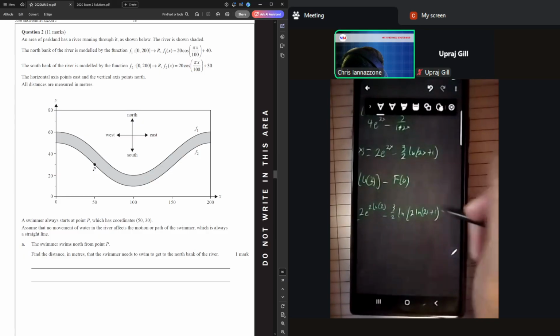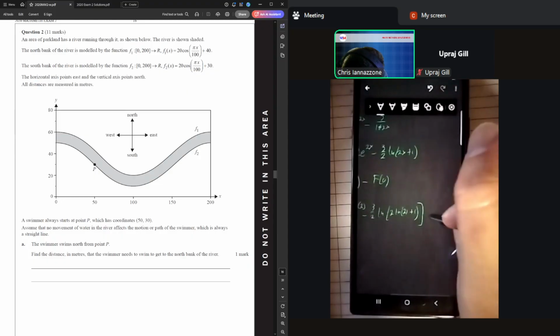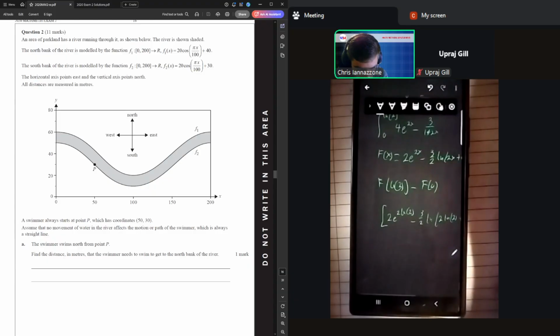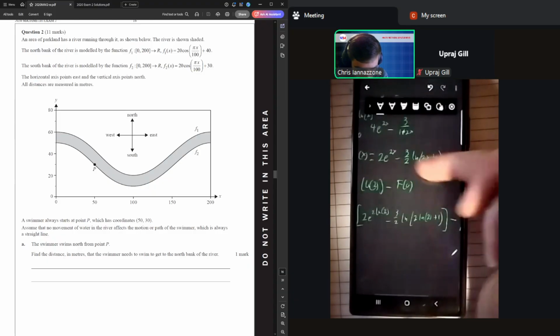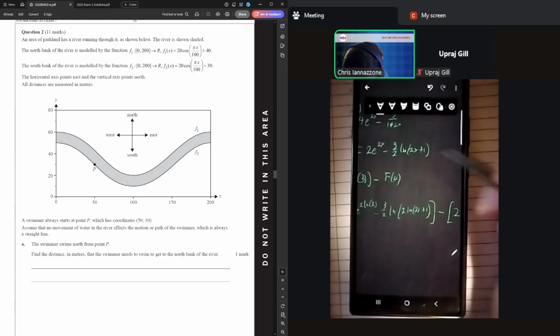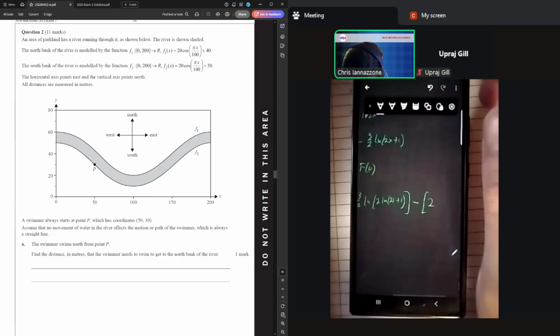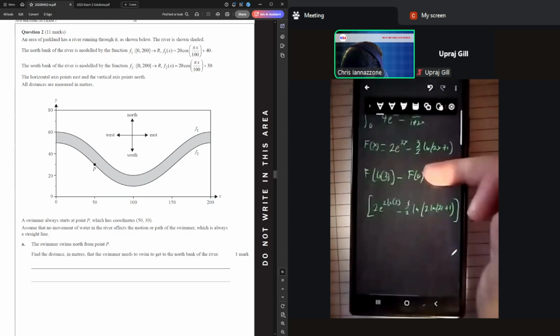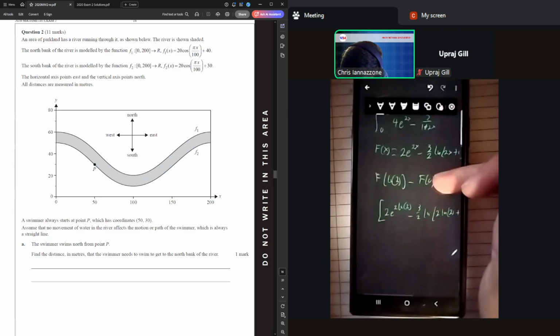And that's the first one, minus capital F of 0. So we're looking at 2e to the 0, so just 2. And then natural log 1's also 0, because you're shoving a 0 in there. Yeah, okay.